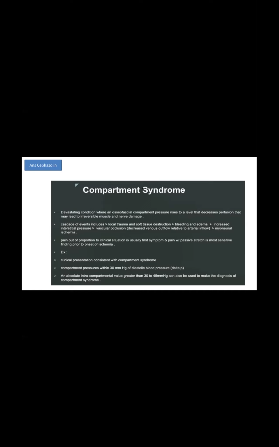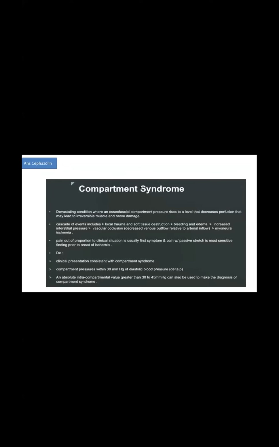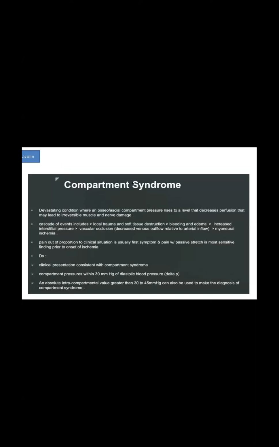Compartment pressure within 30 mmHg of diastolic blood pressure, and an absolute intracompartmental value greater than 30 to 45 mmHg, is used to make the diagnosis. Actually, in DHA, they ask directly the compartment pressure for the diagnosis of compartment syndrome, or the other way around, doctor, sorry, MS candidates, they give this value in the scenario.